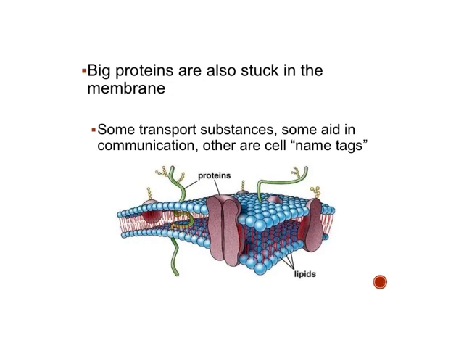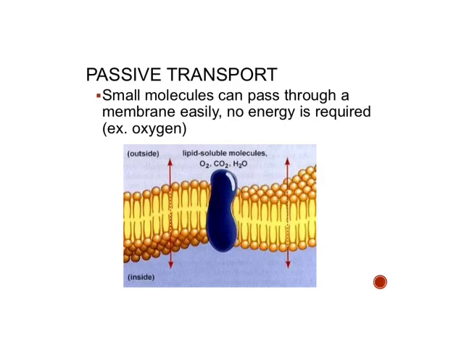The other thing you see in cell membranes are some large protein molecules that are stuck in there. Some of these large protein molecules are for transporting substances, so sometimes things that cannot pass through the membrane will come through just right here, and we'll talk about that. Some of them are communication, so some of these sticking out the top allow cells to communicate with one another, and some of them that stick out the top are just kind of like name tags that identify that cell and what it's doing.